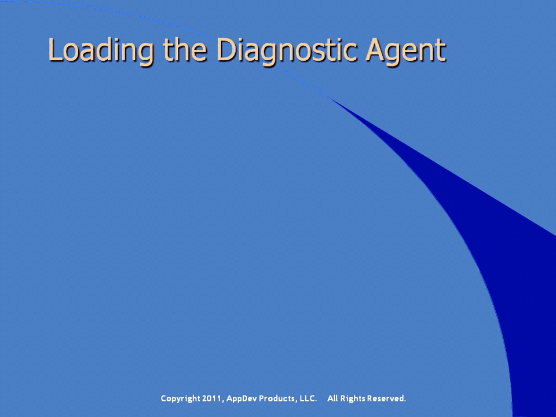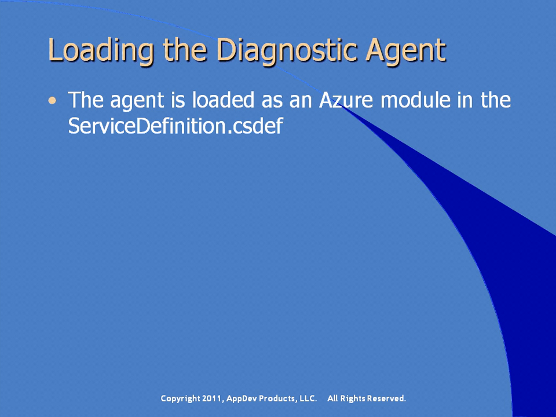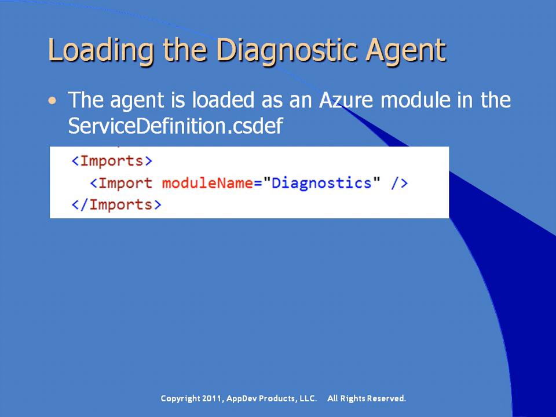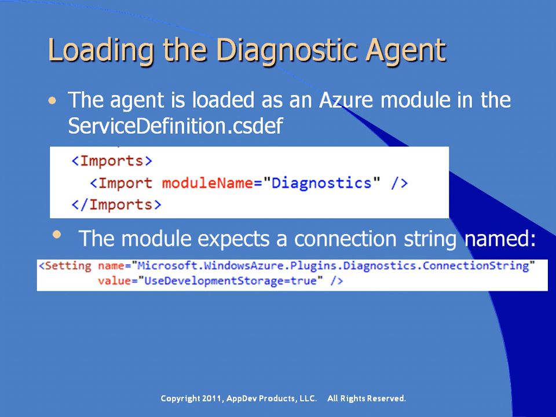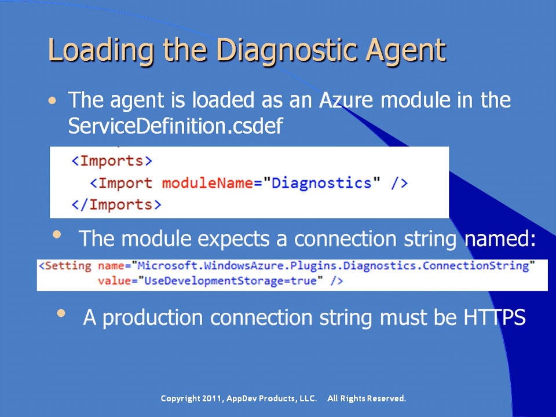Now, even though the agent is installed, you need to load it so that you can use it. And loading it is as simple as specifying that you want to use it in the service definition file. Now, a connection string is also needed, but Visual Studio is pretty smart. As soon as you add the import section in the service definition file, a connection string is automatically added to the service configuration file. All that you need to do is open the service configuration file and add the text for the value property, because it leaves that blank, so you can specify whether you are using local storage for testing or an HTTPS value when you move the application into production.